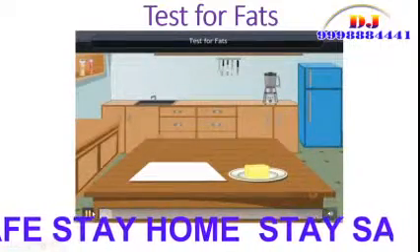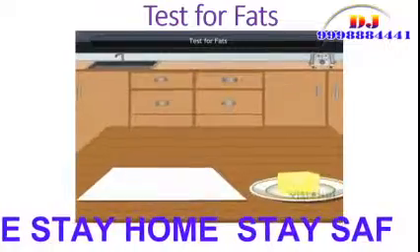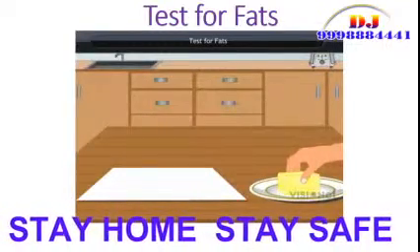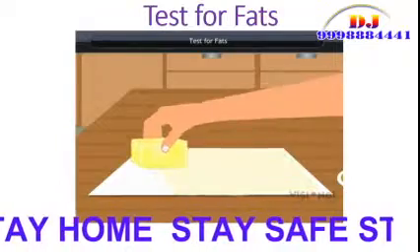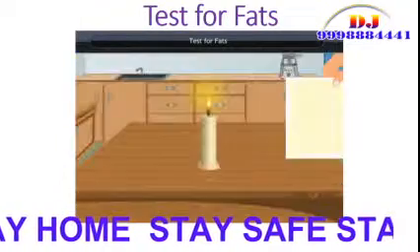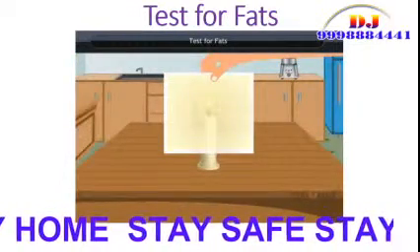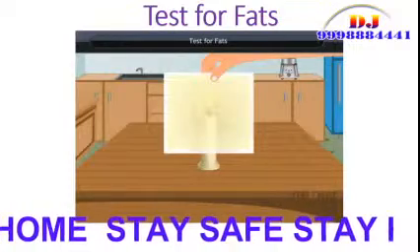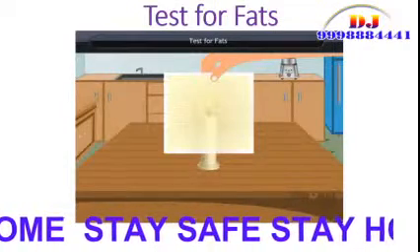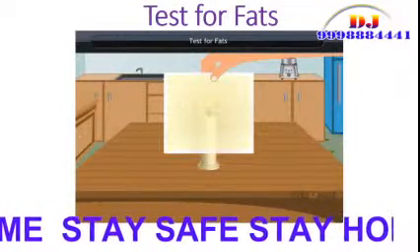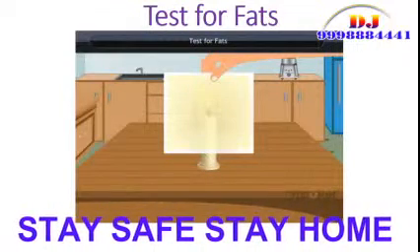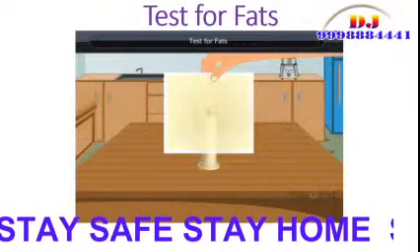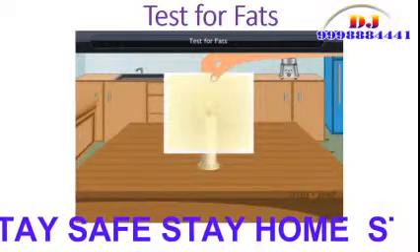Test for fats. Take a white paper and rub a piece of butter over it. Now bring it in front of a lighted candle. What do you observe? You see the light faintly through the paper. This is because the paper has an oily patch. The food item, that is the butter, contains fats.